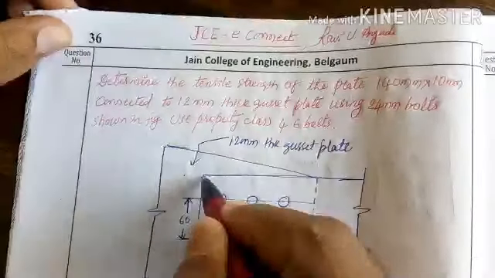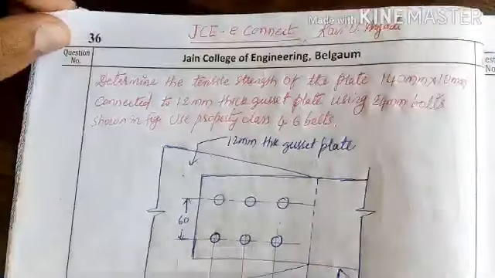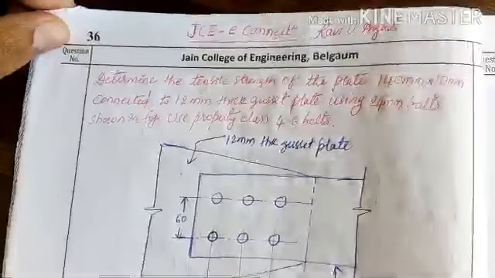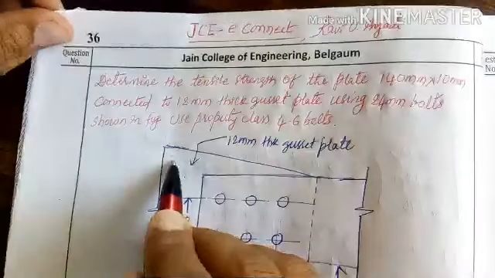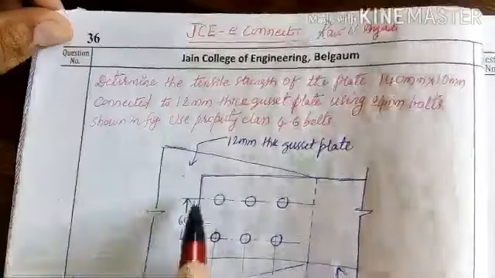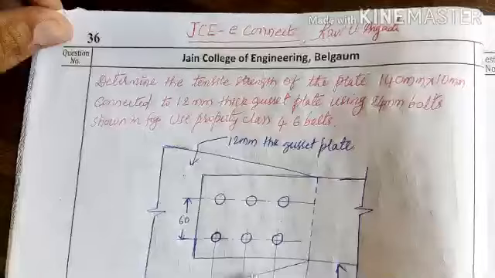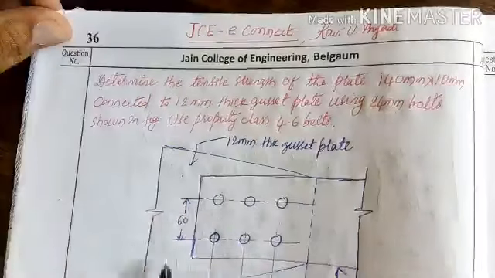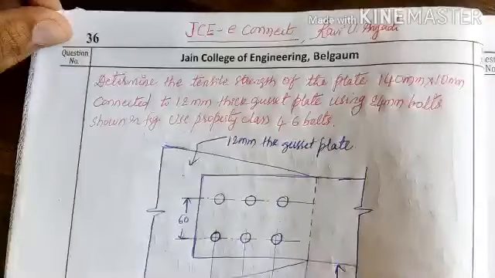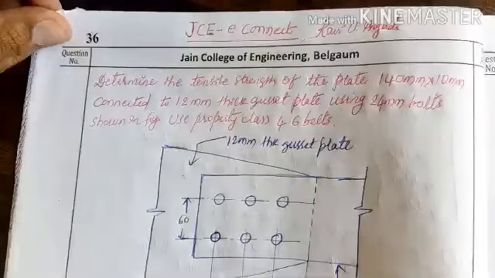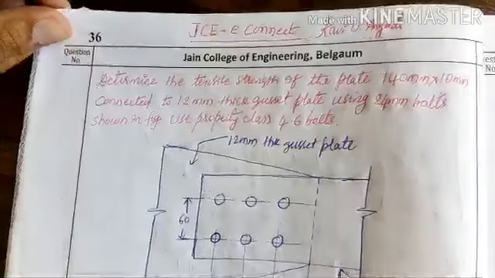So this is the plate, of size 140 by 10 mm, connected to the gusset plate. Gusset plate thickness is given as 12 mm. It is a lap joint connected by using 6 bolts. Also the arrangement of bolts is given, that is chain bolting, and the pitch of the bolts is given as 60, edge distance 30, and the gauge distance is also 60.